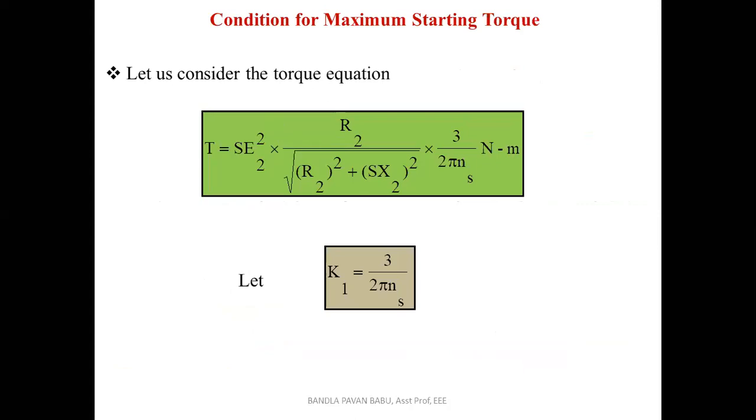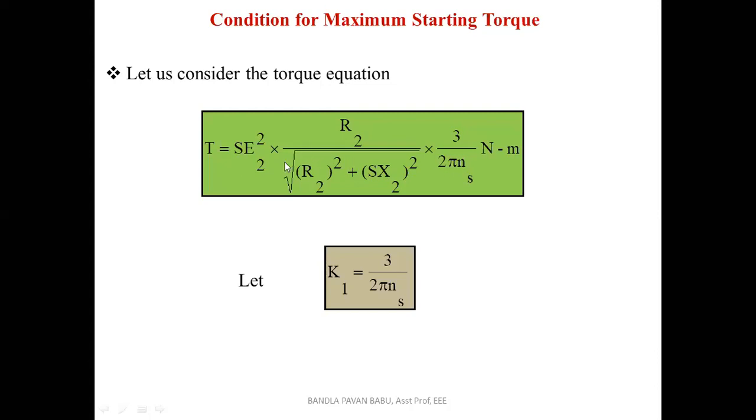Before knowing the condition for maximum torque, we must know about the torque equation and how it is obtained in the induction motor. This is the equation which we have obtained. Let us consider the same torque equation and start from here. The torque T is equal to S into E2 square into R2 by root of R2 square plus (S into X2) whole square, into 3 by 2 pi ns.